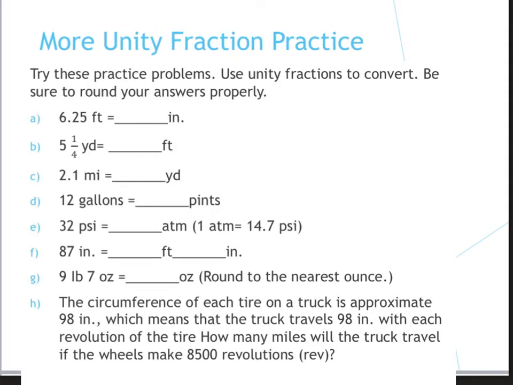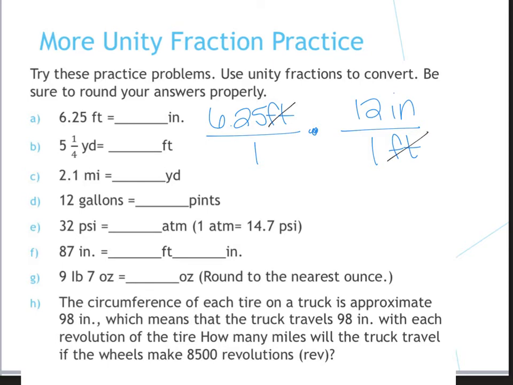Let's do one more example, and then you guys can do some practice problems. So we have 6.25 feet, and we're trying to get to inches. So let's do 6.25 feet over 1. Of course, we're multiplying, so we need to set up a unit fraction. We want to cancel feet. Feet are in the numerator, so we've got to cancel with the denominator. 1 foot has 12 inches. We're going to cancel those feet units and leave us with inches.